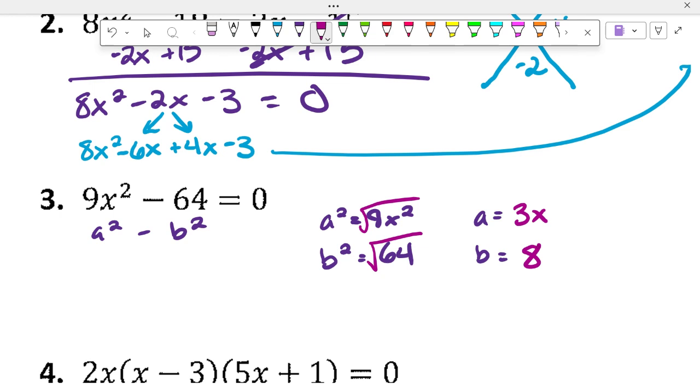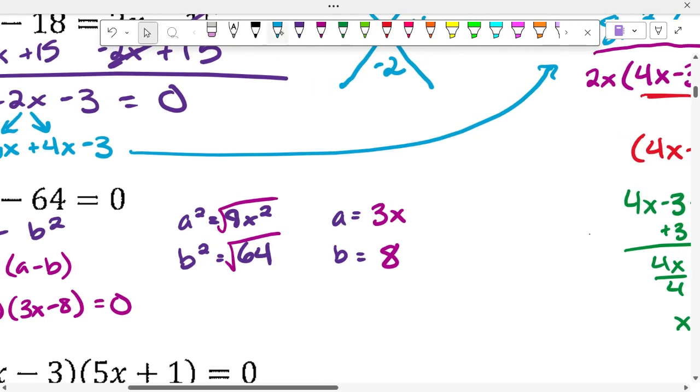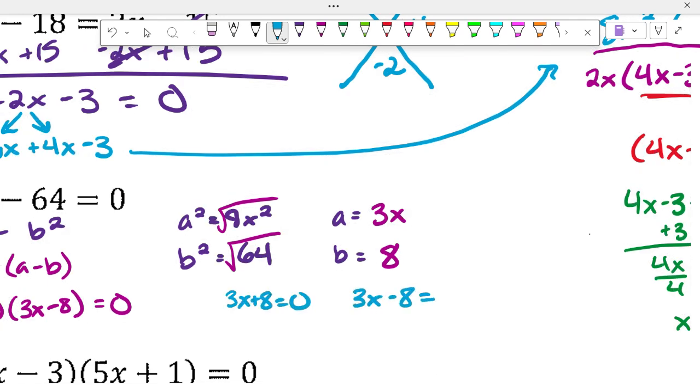So, now that I got that here, what do I have to do next? So remember, difference of squares. Once you get your a and b, you're going to put in the form a plus b, a minus b. So you're going to add the two terms and then subtract the two terms. So this should be 3x plus 8 times 3x minus 8 is equal to 0. Then you set both of these terms equal to 0 individually. So 3x plus 8 equal to 0. 3x minus 8 equal to 0.